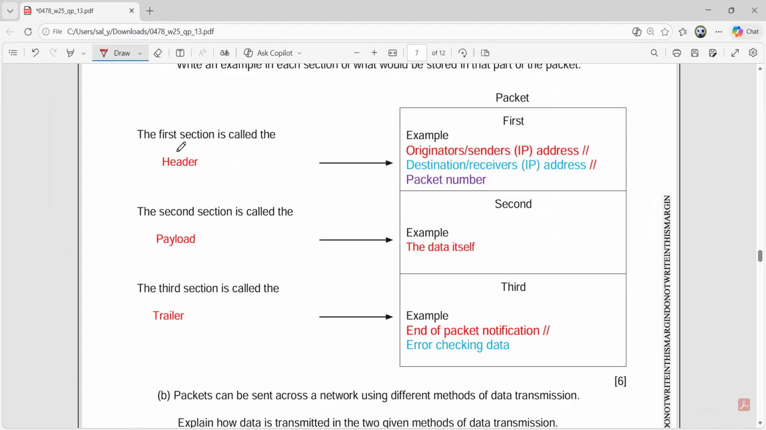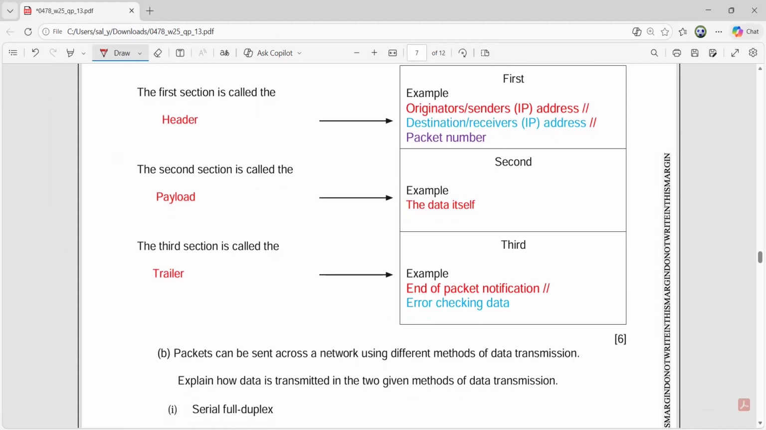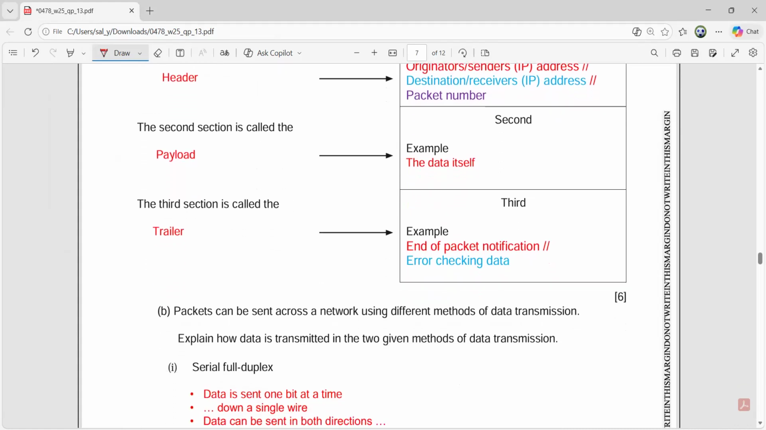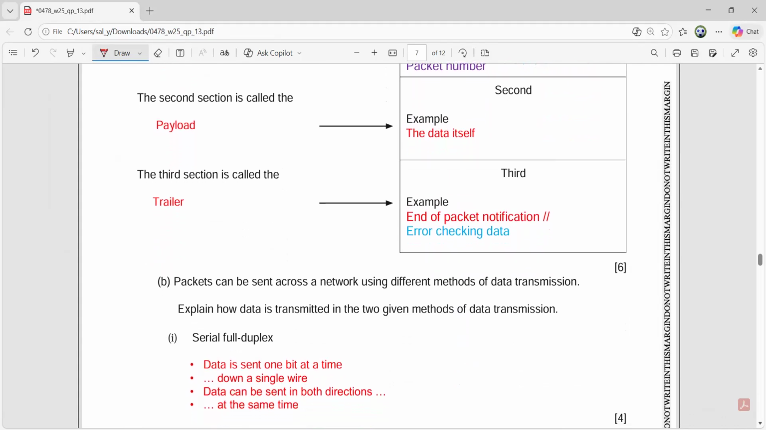3 marks for identifying the sections properly, first, second, and third, and 1 mark each for the example. And you will be gaining 6 marks, which we have been discussing quite often. And still, if you have a query, a very small video of this topic is there. So please do watch it so that you are completely clear about it.